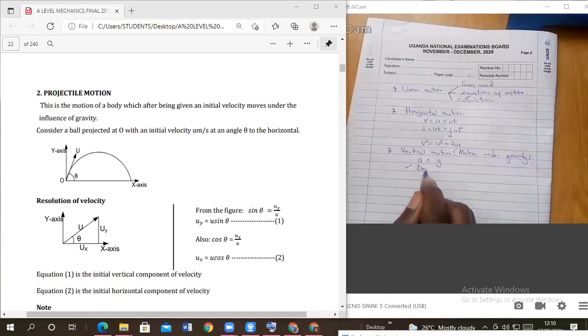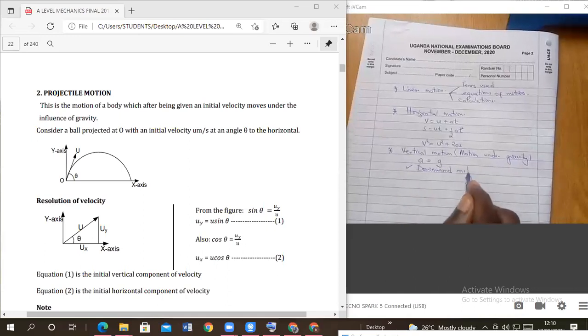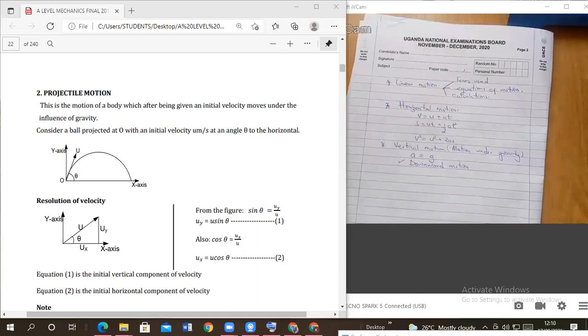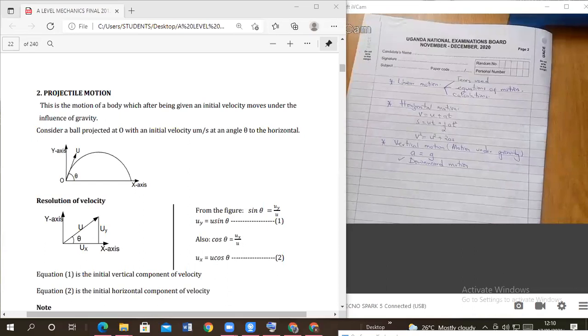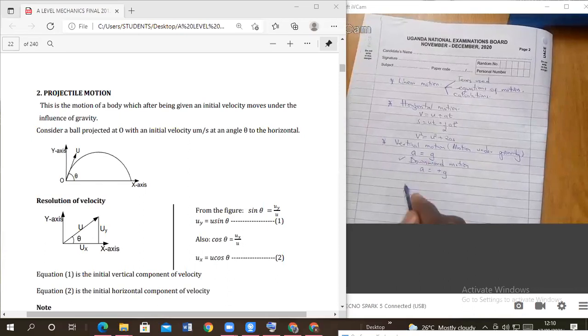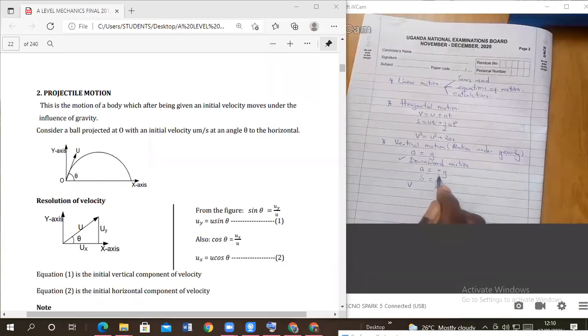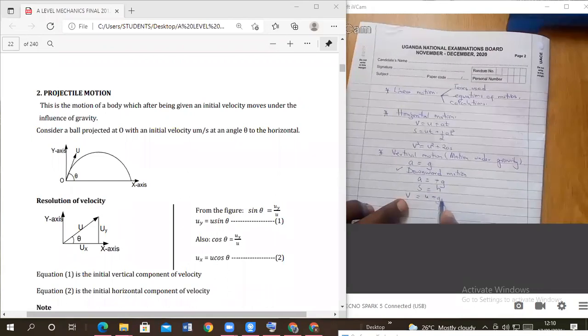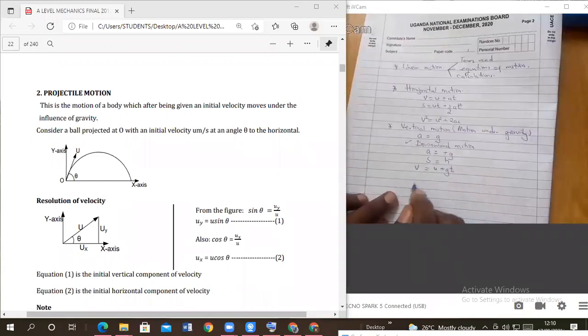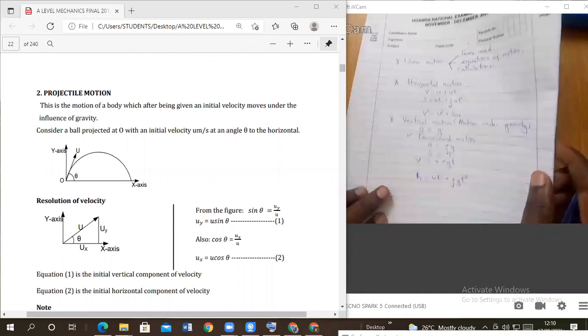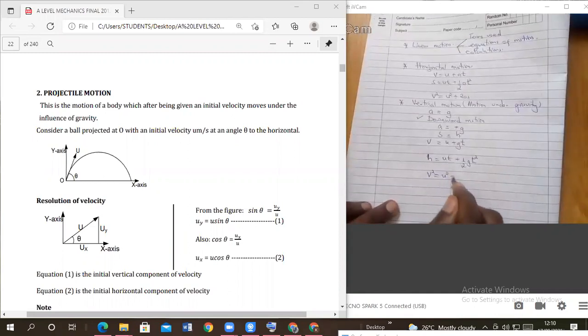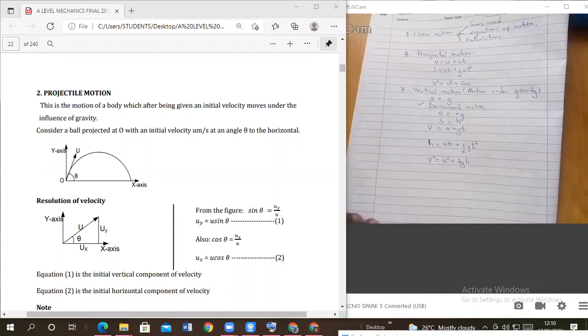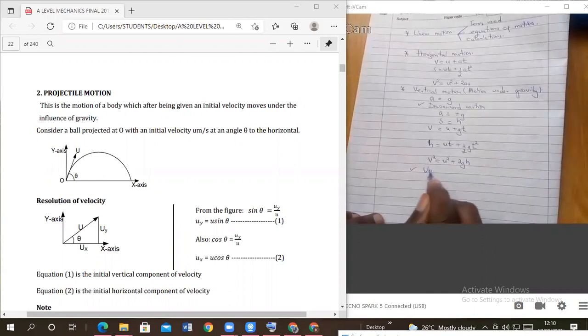We have downward motion, where the equation of motion will change. The acceleration due to gravity will be positive, and our S will change to be the height. So V equals U plus GT. Then H equals UT plus a half GT squared. Then the last one, V squared equals U squared plus 2GH.